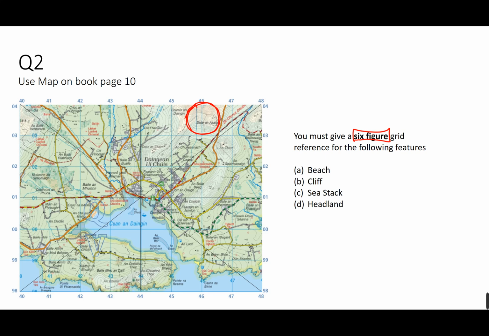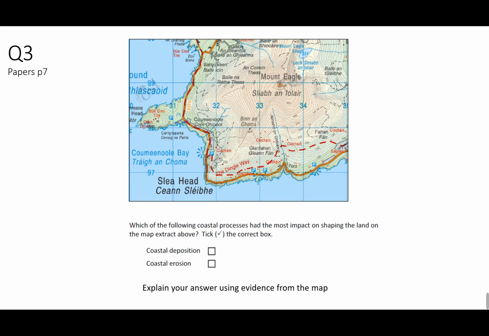For a sea stack and for a headland, so they should be relatively straightforward. Question 3, so this one's in your papers online. Which of the following coastal processes had the most impact on shaping the land? So when you look at this, does it look like it's mostly been coastal erosion or coastal deposition? Okay, so you'll actually need to write the answer.